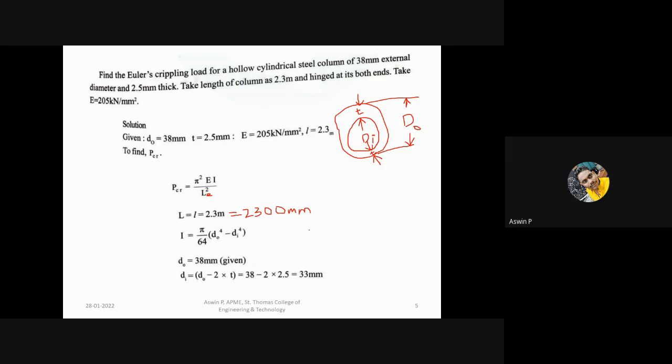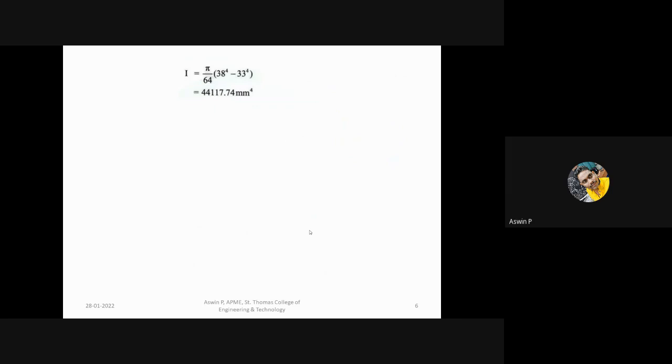Can I change the slide? Have you completed this one? Anand? Yes, sir. Okay, I am changing the slide. If you have not completed, please inform me.